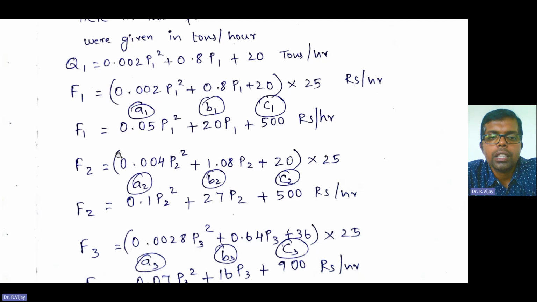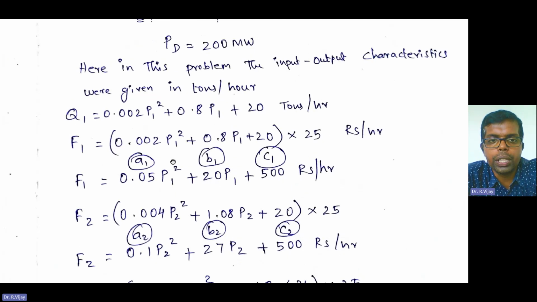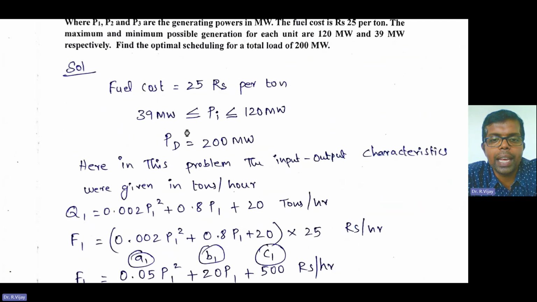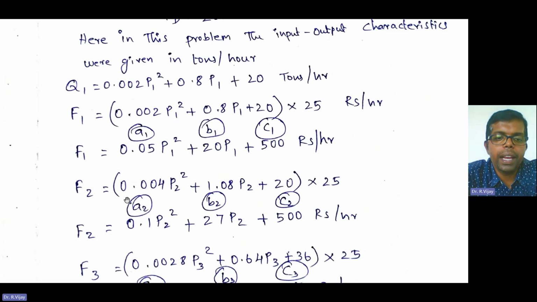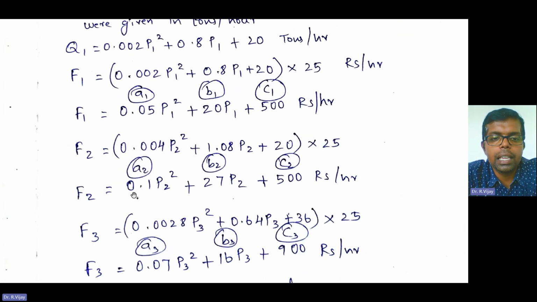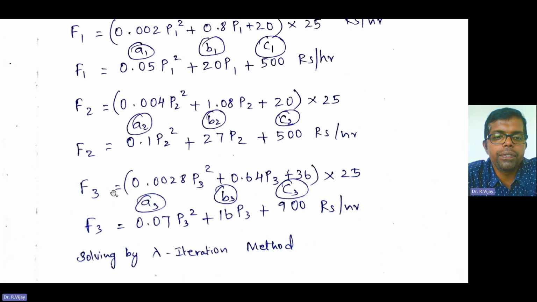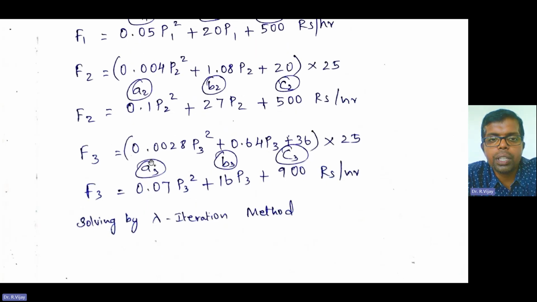Similarly, F2. The Q2 equation given, the same equation you need to take and multiply with 25. While multiplying, we'll get the equation as 0.1 P2 squared plus 27 P2 plus 500 rupees per hour. Similarly, F3: Q3 is given, so Q3 into 25. Just multiplying it with 25, you'll get F3 as 0.07 P3 squared plus 16 P3 plus 900 rupees per hour.